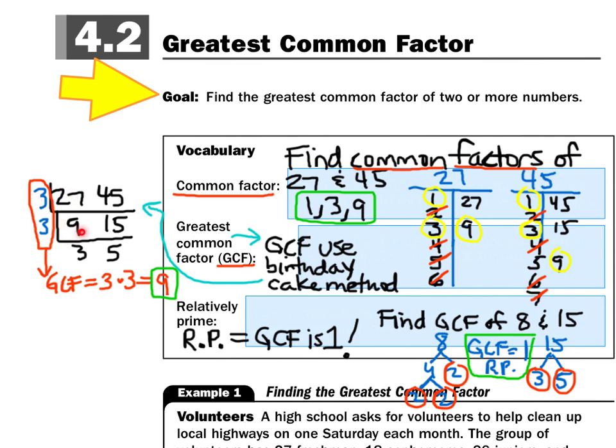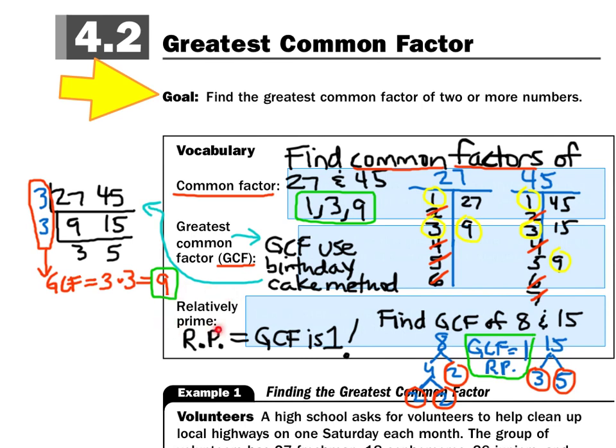27 divided by 3 leaves me 9. 45 divided by 3 leaves me 15. And then I would look at 9 and 15 and say, oh, 3 goes into both of those. So I'd do the upside down division, and I'd put a 3 on the outside and divide. 9 divided by 3 would leave me with 3. 15 divided by 3 would leave me with 5. And now the greatest common factor is right here. It's all the numbers going up and down. We just have to multiply them. So the greatest common factor would be 3 times 3, which would be 9.